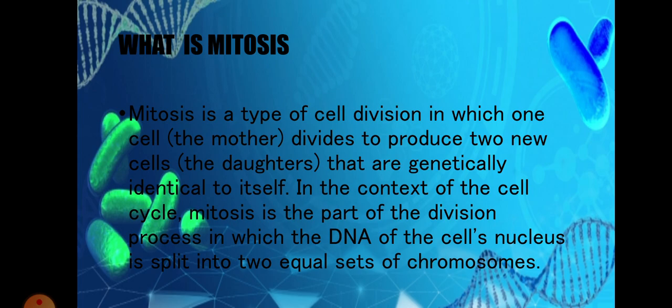First is, what is mitosis? Mitosis is a type of cell division in which one cell, called the mother, divides to produce two new cells called daughters that are genetically identical to itself. In the context of the cell cycle, mitosis is the part of the division process in which the DNA of the cell's nucleus is split into two equal sets of chromosomes.